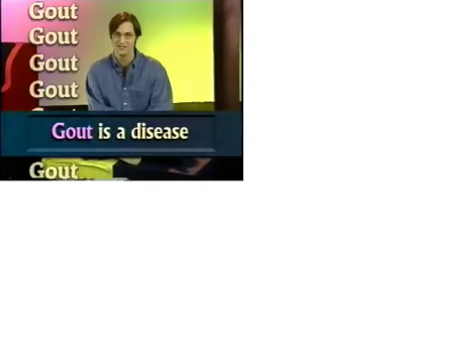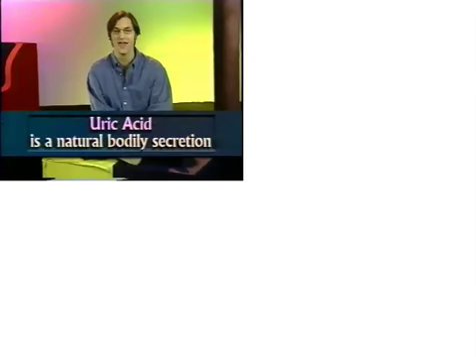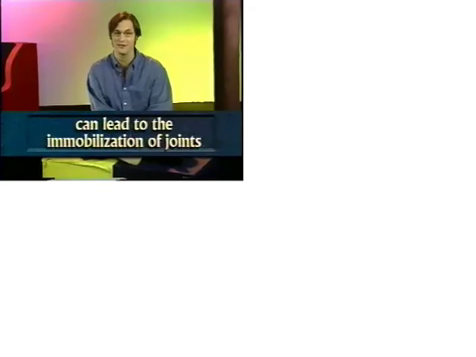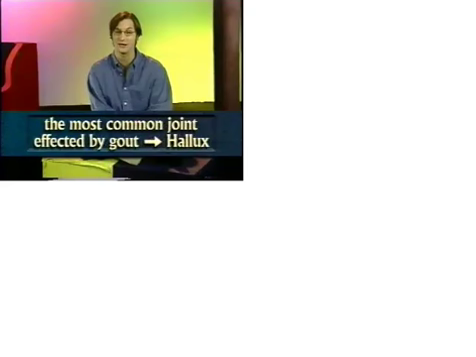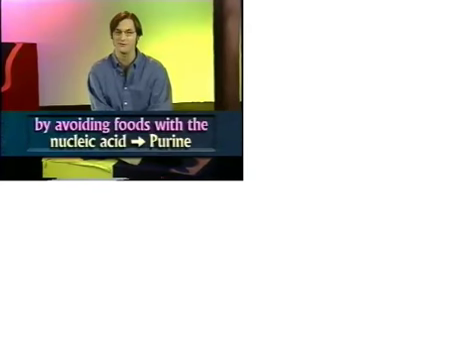Gout is a disease that's caused by a buildup of uric acid in joints. Uric acid is a natural bodily secretion, but in excess it can lead to the melding together and immobilization of joints. The most common joint affected by gout is the hallux, or big toe. Gout can be prevented by avoiding foods containing the nucleic acid purine, like liver. Well, it shouldn't be that hard to avoid liver.